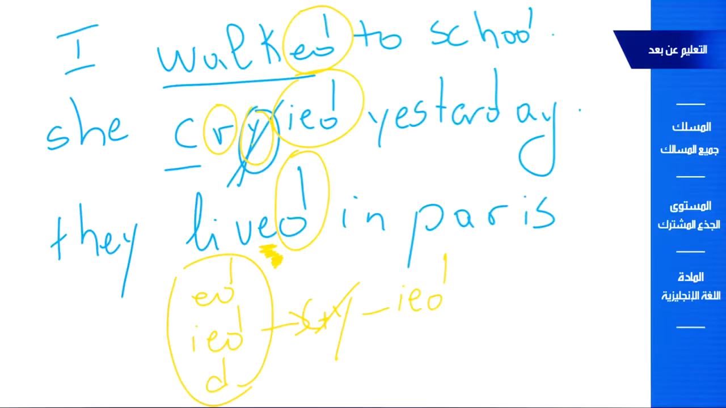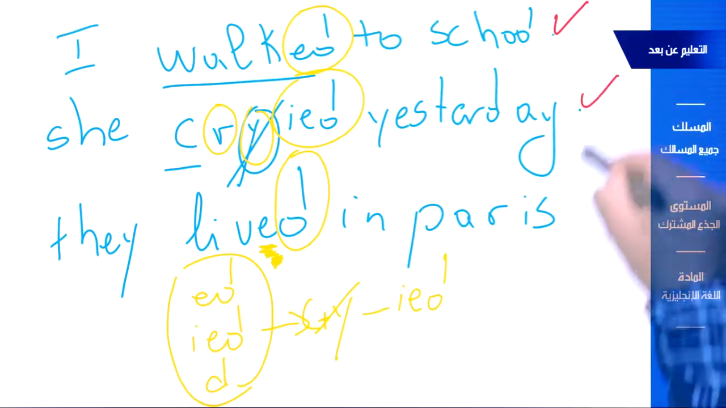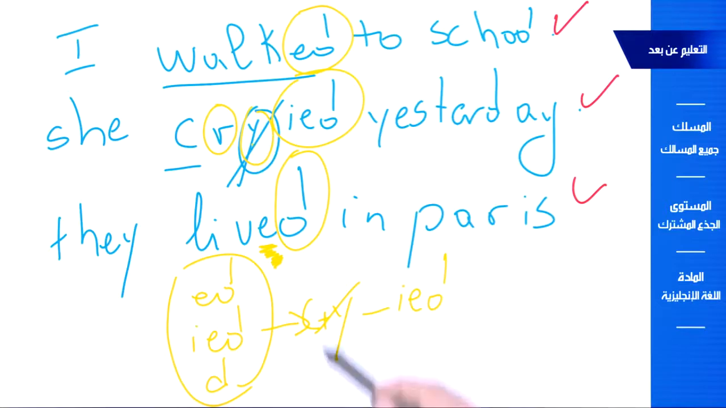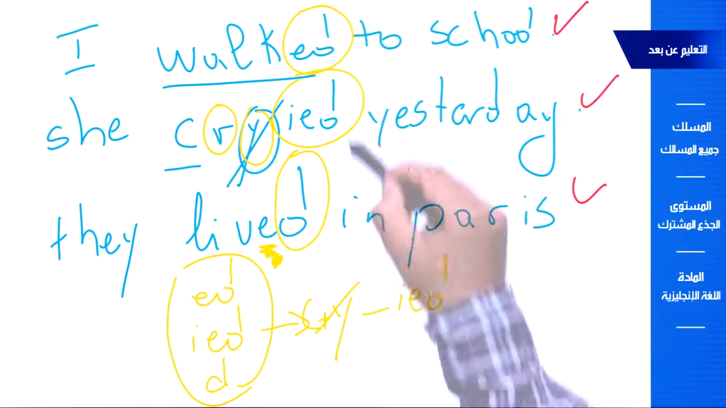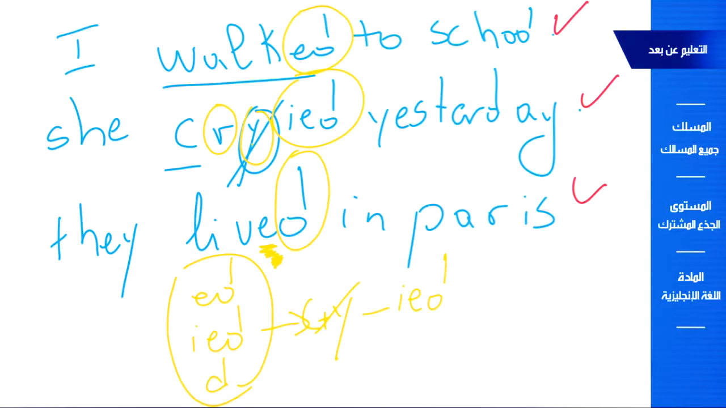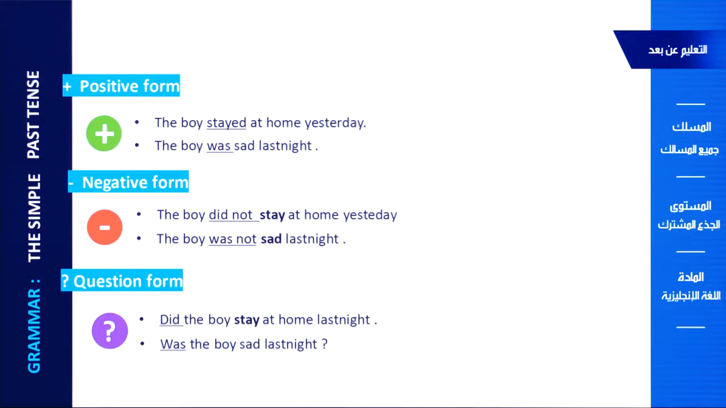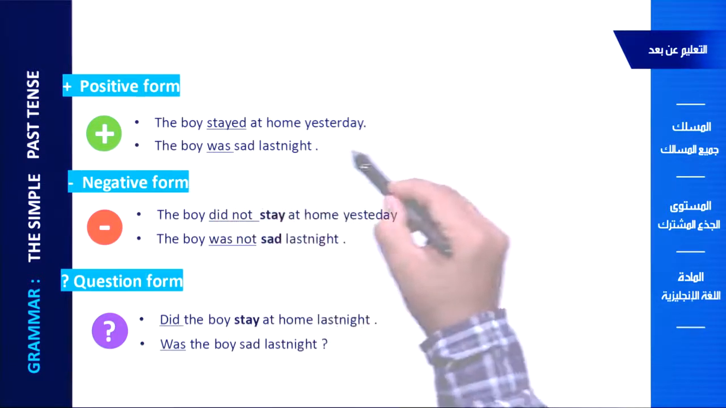So let's go next. Here we have three sentences, as I told you, with examples of three verbs: a verb with ed, another verb with ied, and another verb with d. So if this is clear, let's proceed to another slide and see the three forms that we may have in the past simple. When we talk about every tense, we talk about three things: positive, negative and question form. So let's have a look at what we have here. I give you two sentences.